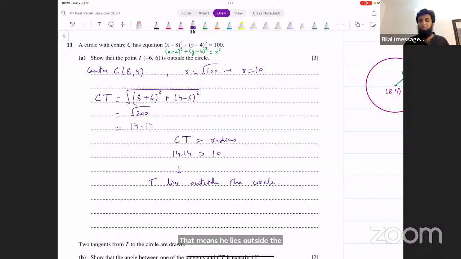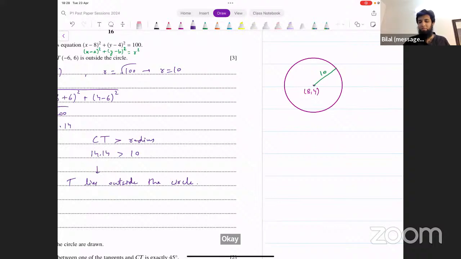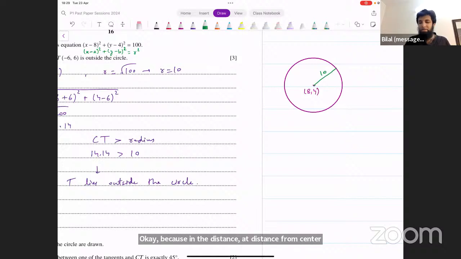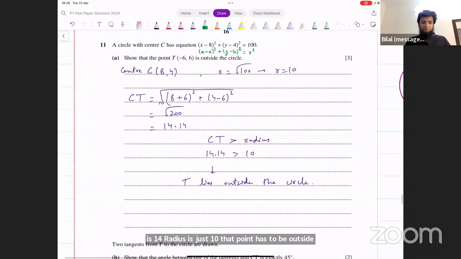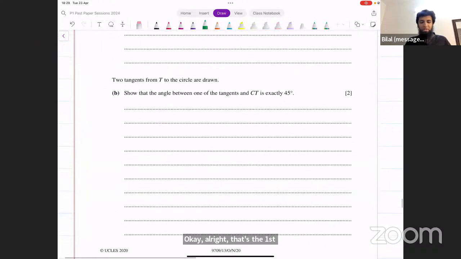Because if the distance from the center is 14, and the radius is just 10, that point has to be outside the circle. Okay, all right, that's the first part. Now it says two tangents from T to the circle are drawn. Show that the angle between one of the tangents and CT is exactly 45.